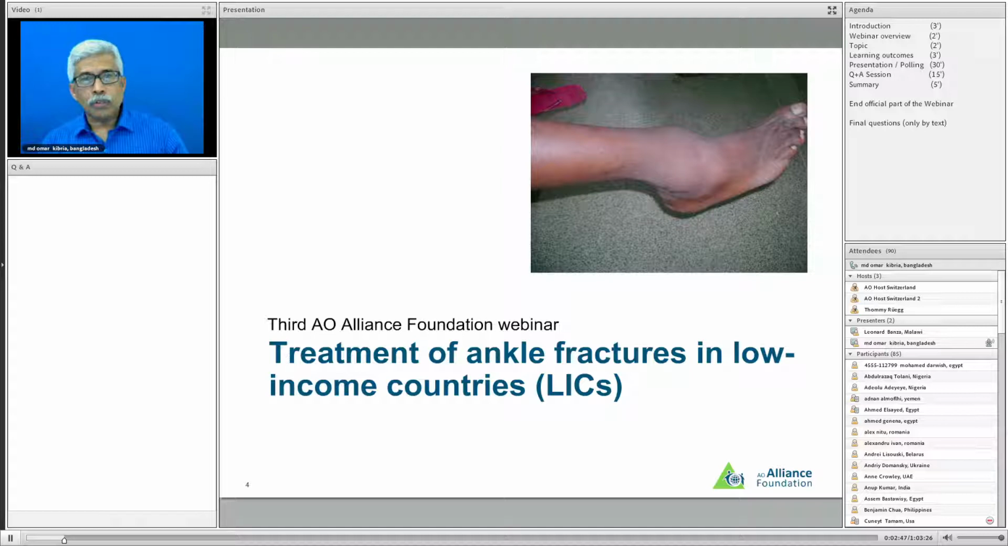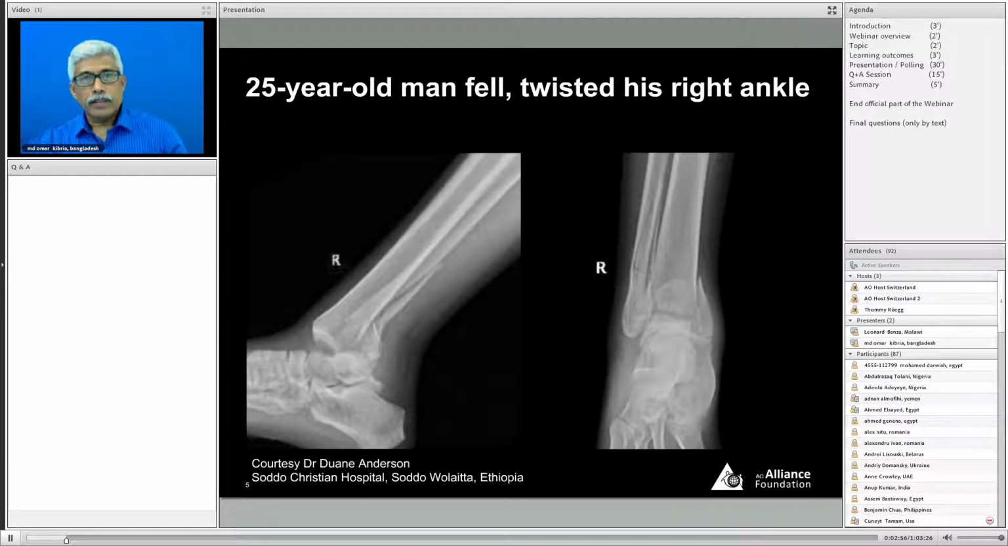So today's talk will be on treatment of ankle fractures in low-income countries. Ankle fractures commonly occur following a fall or twist of the ankle. This is the scenario we'll be showing to you in a low-income country. The 25-year-old man fell and twisted his right ankle. As you can see in the x-rays, both the malleoli are fractured. You can see in the fibula, the fracture line has gone up. There is a posterior malleolus fracture and the talus is displaced posteriorly.